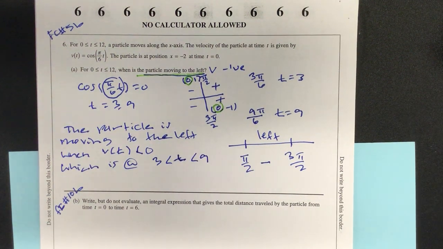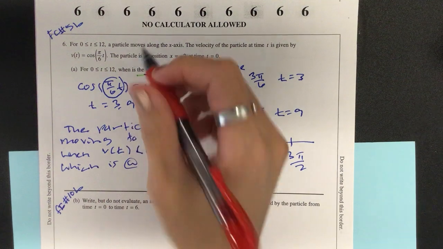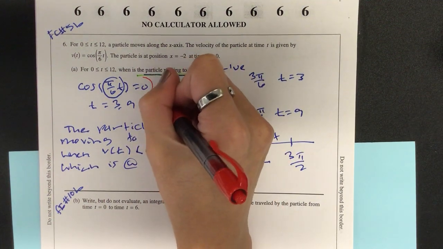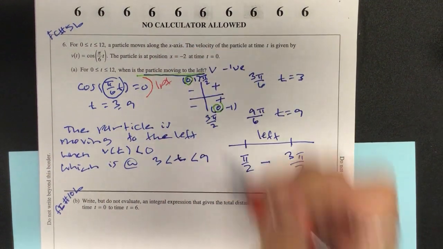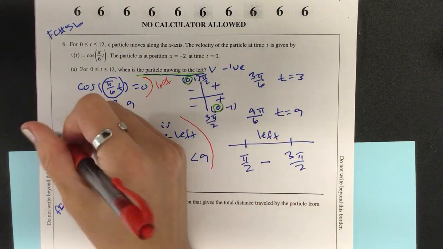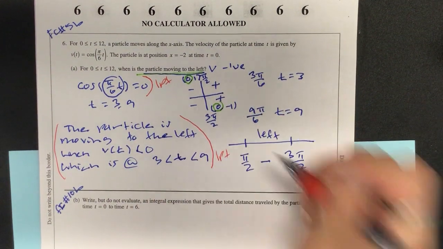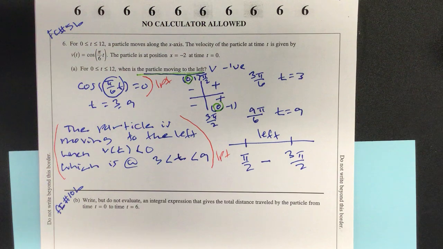Let's look at our point system from here. Know to create your critical point by setting your velocity equal to 0. That's 1 point. And then the wording with all the key components will be another point. Okay, good on that so far?